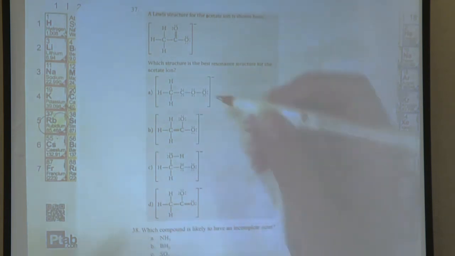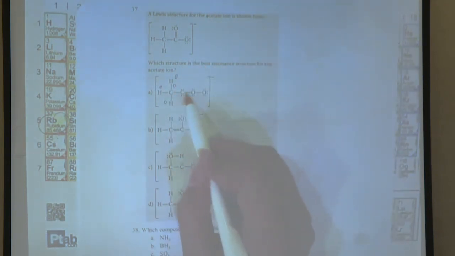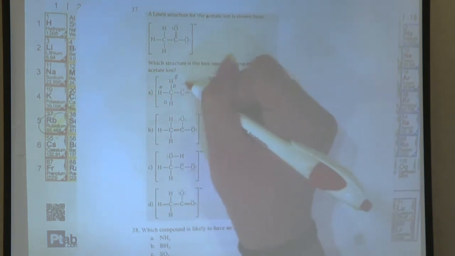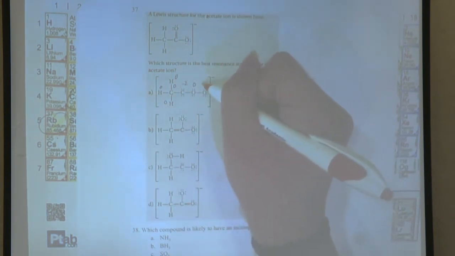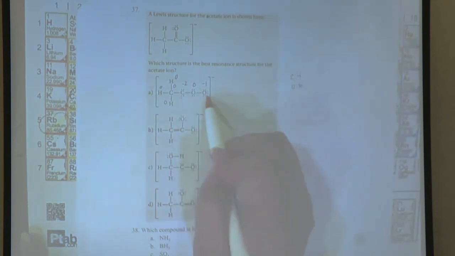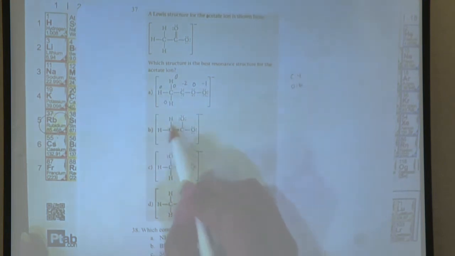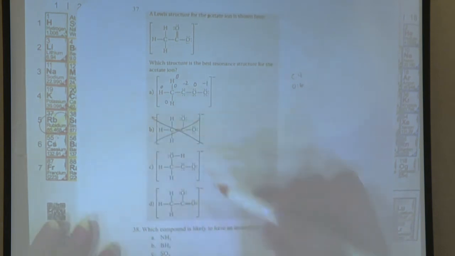So I'm going to start assigning charges like this. This one has 2 too many electrons, and this one has 1 too many electrons. Because carbon likes to have 4, oxygen likes to have 6. This one has 6, and this one has 7, right? This one cannot possibly be right, because if you look here, carbon has 10 electrons, and it does not have an expanded octet, so B is out of the question, right?